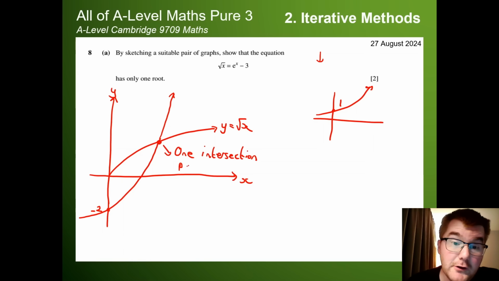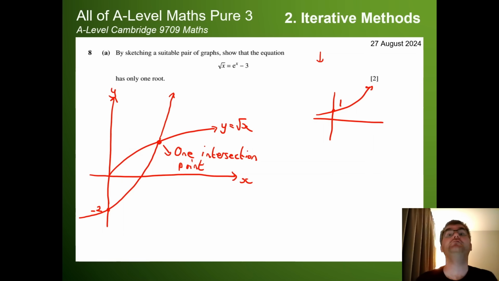So again, I give you lots of different kinds of graphs on Pure 3, so you really need to be happy with not only sketching the basic functions, but sometimes doing some of the transformations of graphs from Pure 1 to help you work out there's only one root.